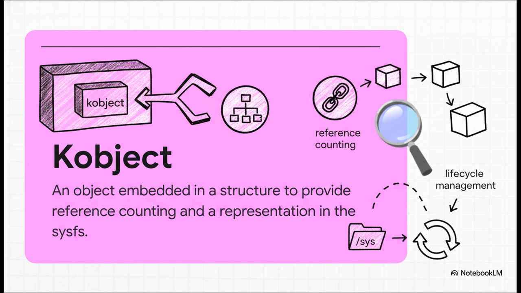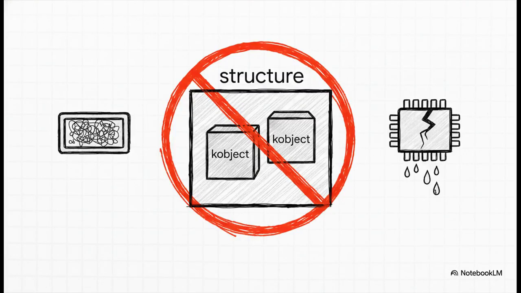First, lifecycle management through reference counting, and second, a way to show up in the /sys file system, which is how the kernel tells the rest of your system about all the hardware it's found. And let me be perfectly clear, the kernel documentation is not messing around with this one. This is the golden rule. If you stick more than one Kobject into a single structure, you are going to have a bad time. You'll totally wreck the reference counting, which leads to all sorts of nasty bugs. So yeah, don't do it.